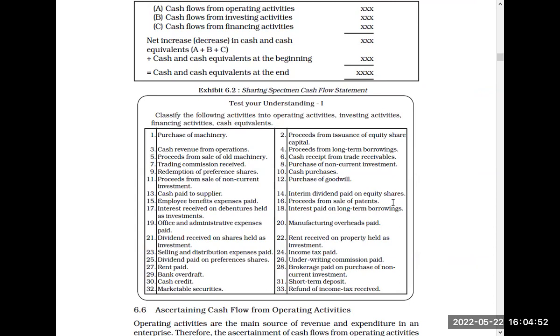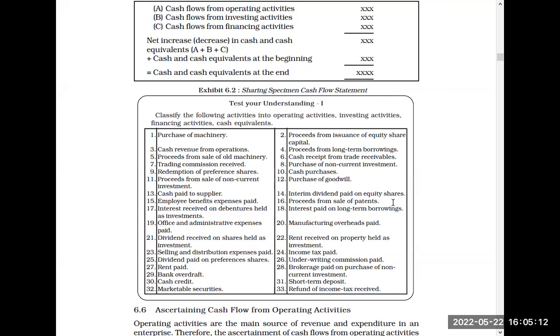12th one, investing activity. Cash paid to supplier, operating. 14th one, interim dividend, financing. 15th one, employee benefit, operating. 16th one, operating. 17th one, investment activity. 18th one, financing.